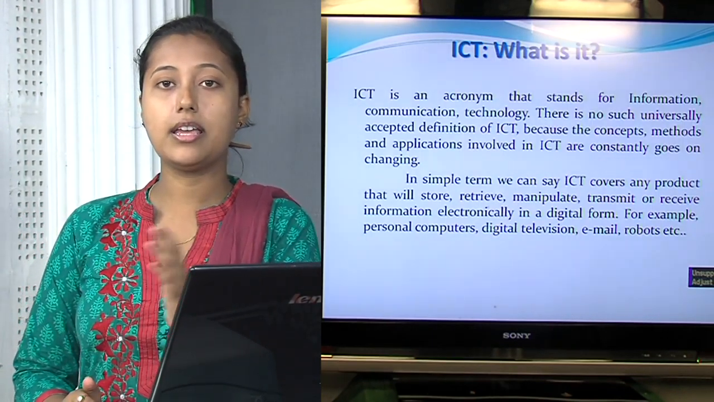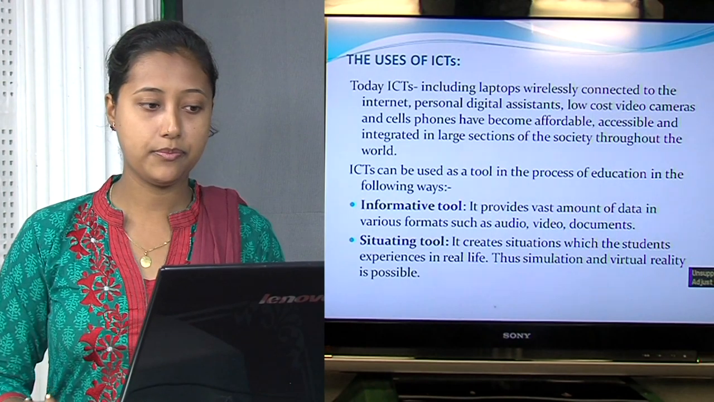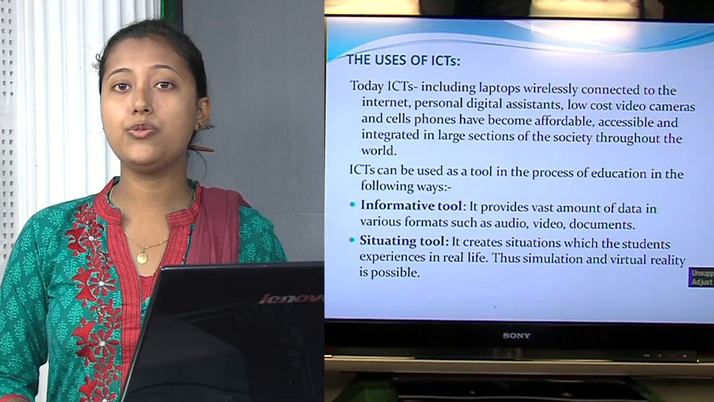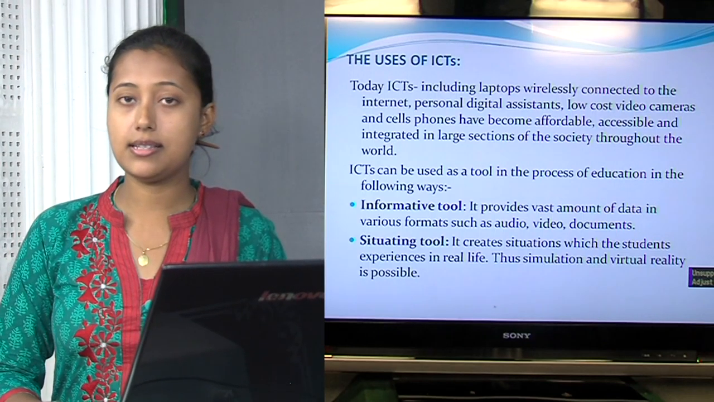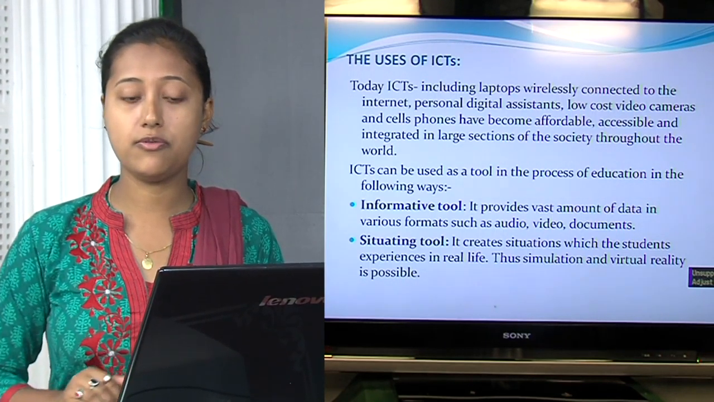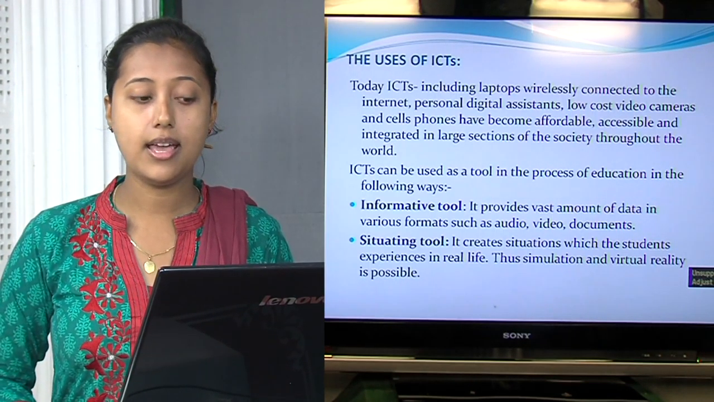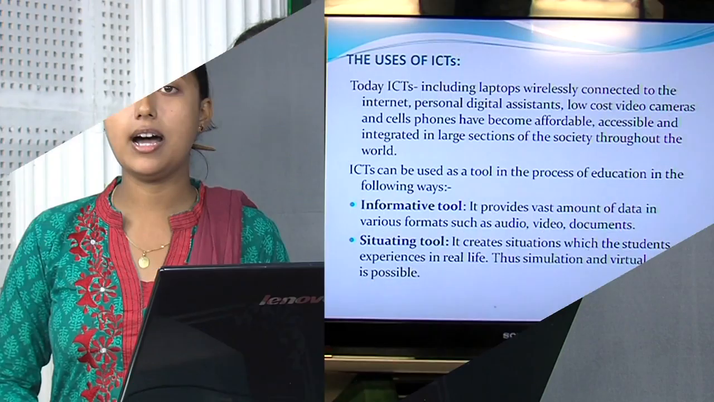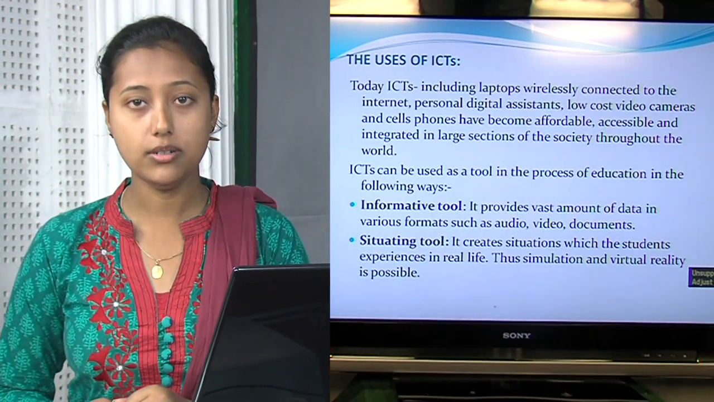For example, the things which we use in our day-to-day life, that is personal computers, digital televisions, emails, robots, etc. Now comes the question: what are the uses of ICTs? Today ICTs include laptops wirelessly connected to the internet, personal digital assistants, low-cost video cameras and cell phones, which have become affordable, accessible and integrated in a large section of society throughout the world.